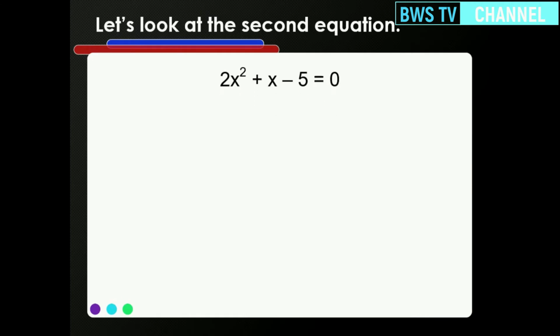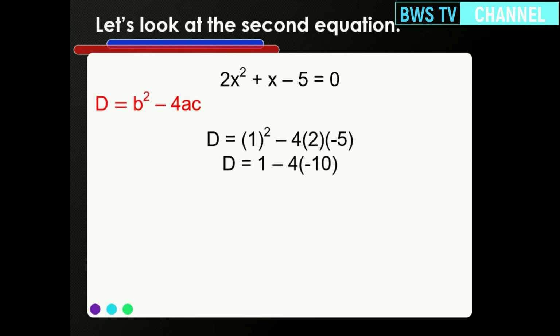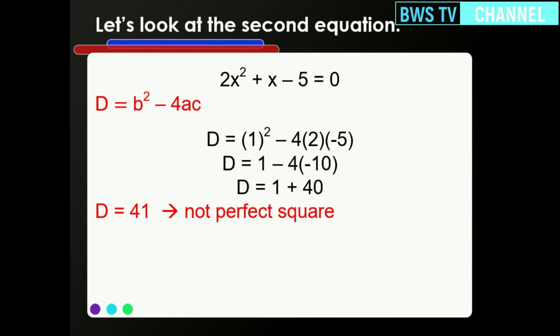So we have 2x squared plus x minus 5 is equal to 0. Again, make sure that the equation is in standard form before you apply the formula. And since the example here is already in standard form, go directly to substitution. So we have 1 squared minus 4 times 2 times negative 5. Simplify, so you have 1 minus 4 times negative 10. So same thing will happen. Simplify, 1 plus 40, and then D is equal to 41.